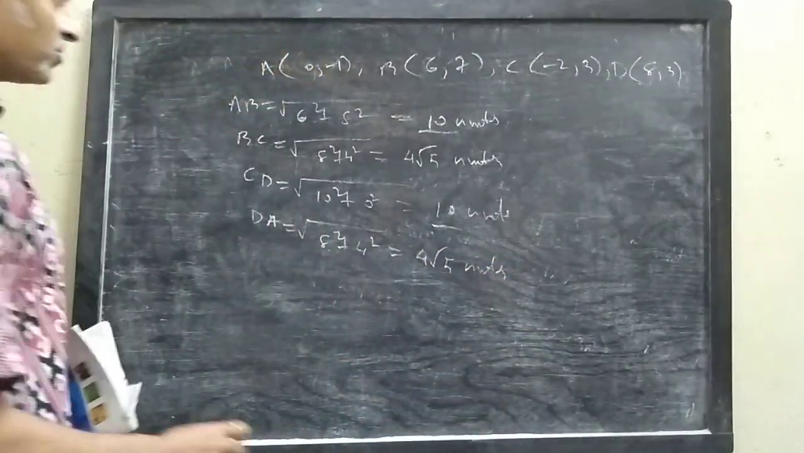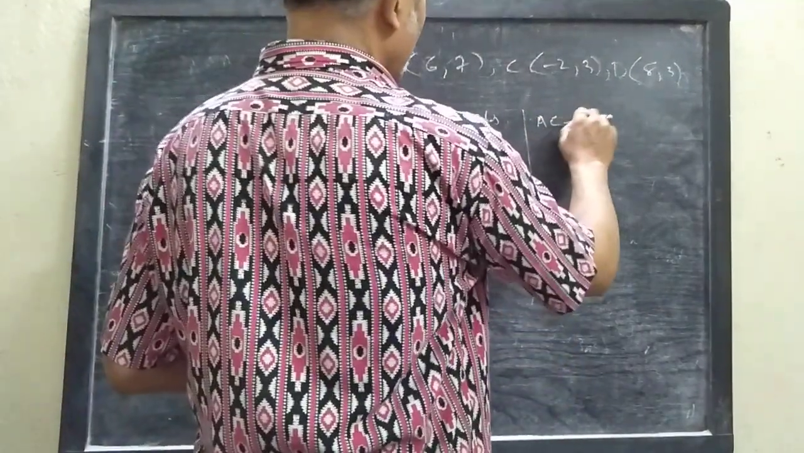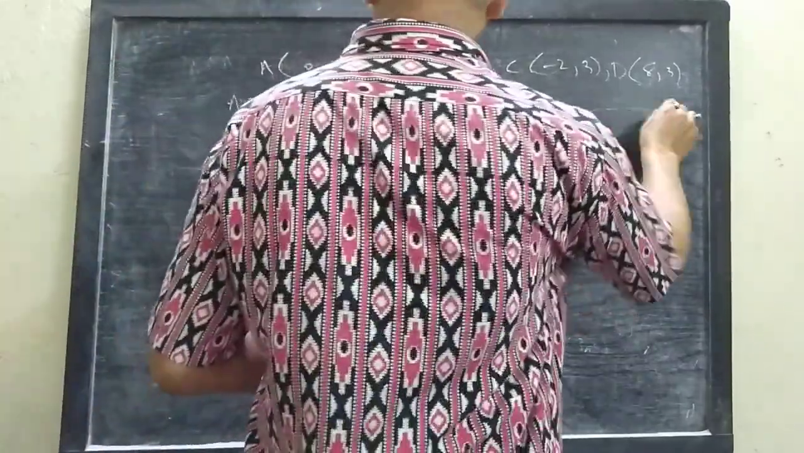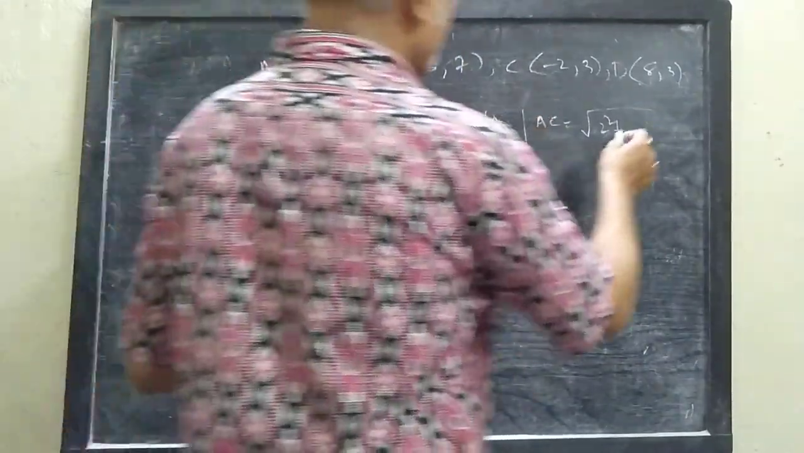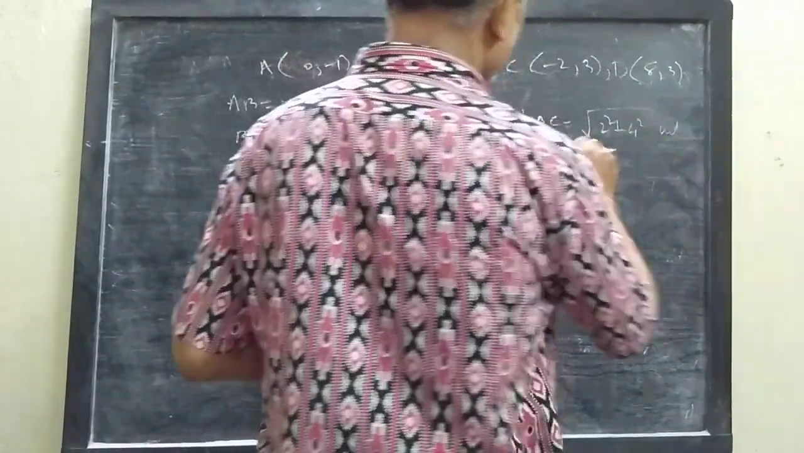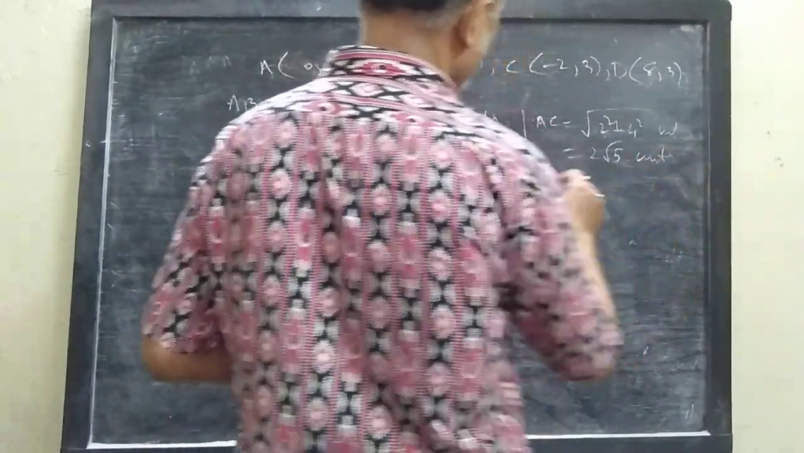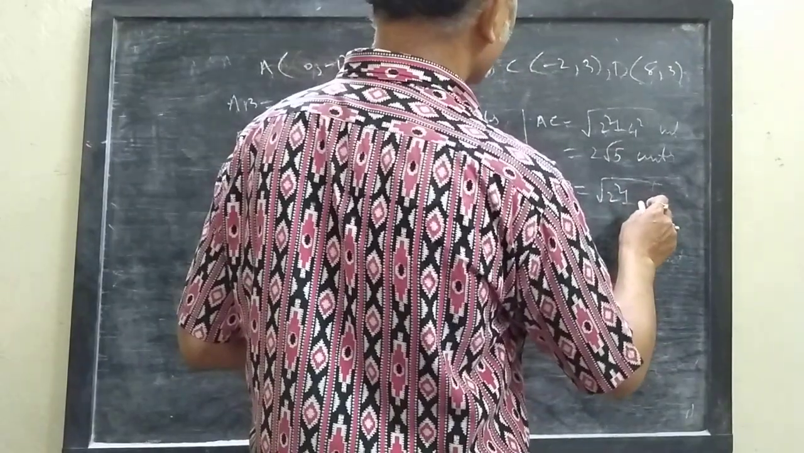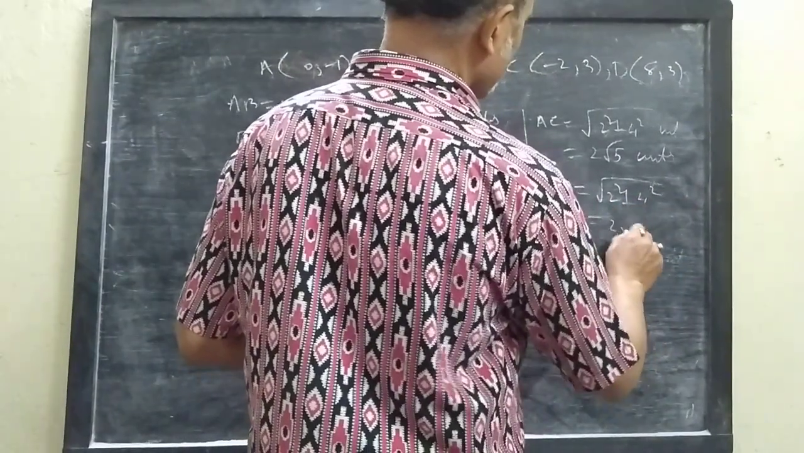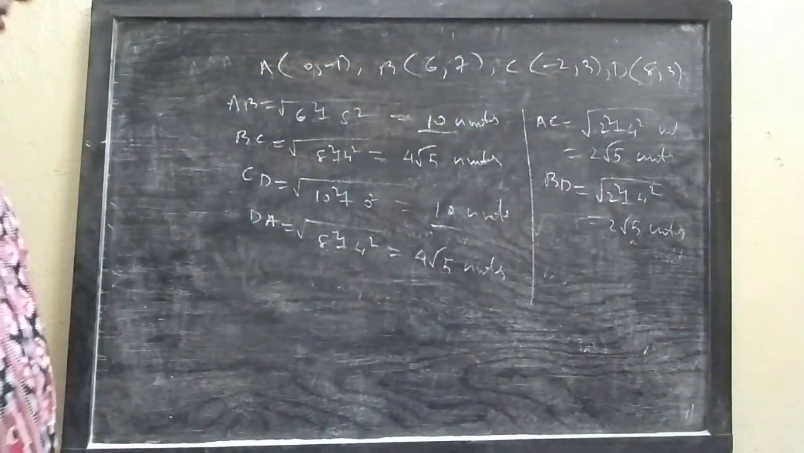Next we have to find the length of the diagonals. Just calculate here. AC will be (0 + 2) that is 2 square, plus (-1 - 3) that is 4 square units. 16 plus 4, 20, that is 2√5 units. After AC, find the length of BD. BD will be (6 - 8) whole square, that is 2 square, plus (7 - 3) whole square, that is 4 square. Same length, 2√5 units.